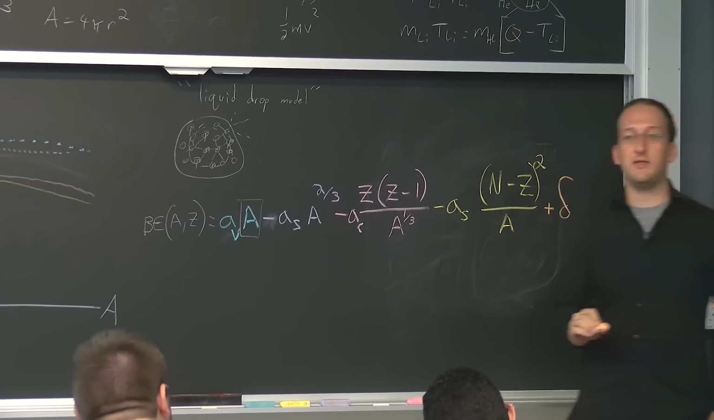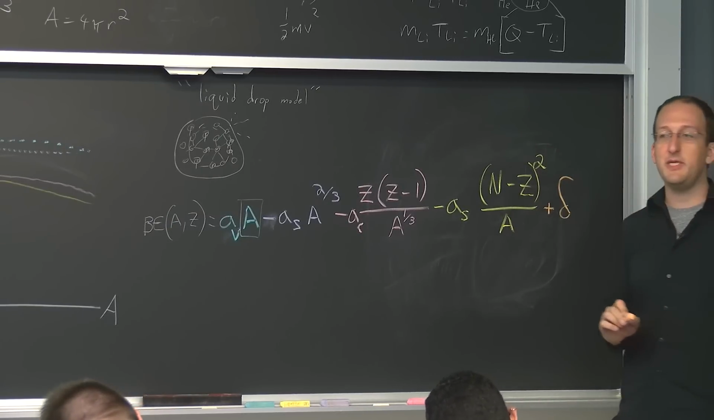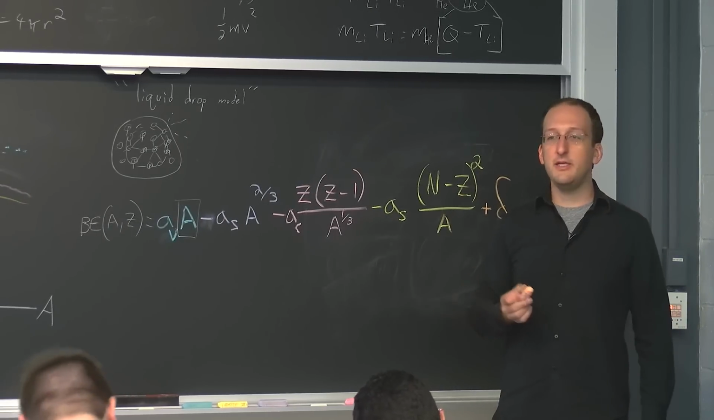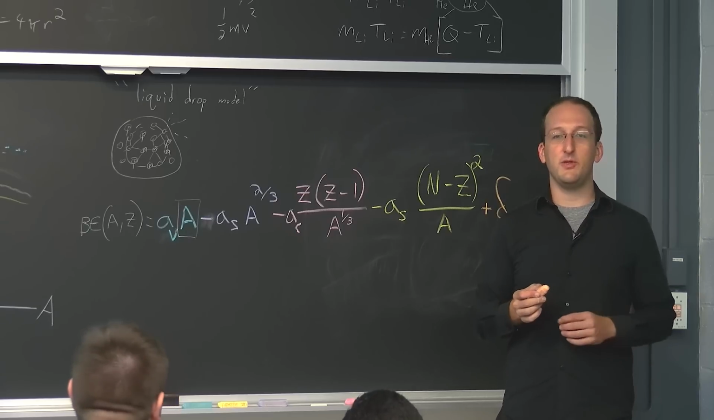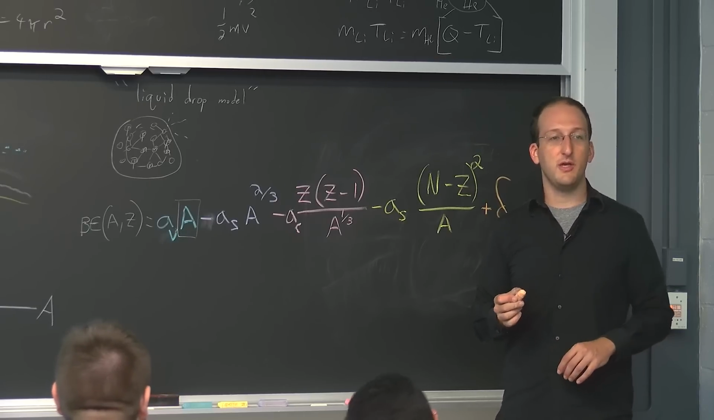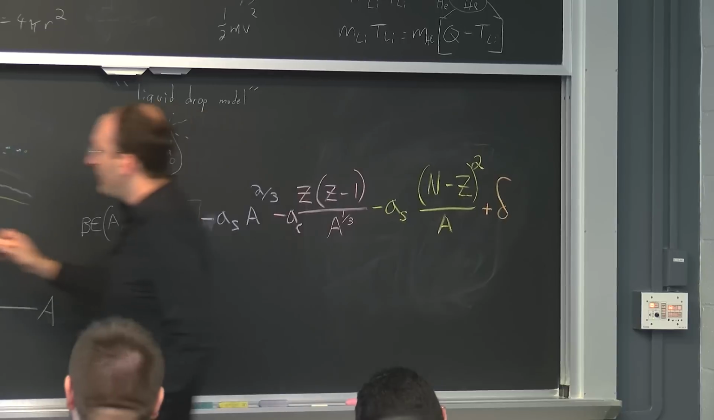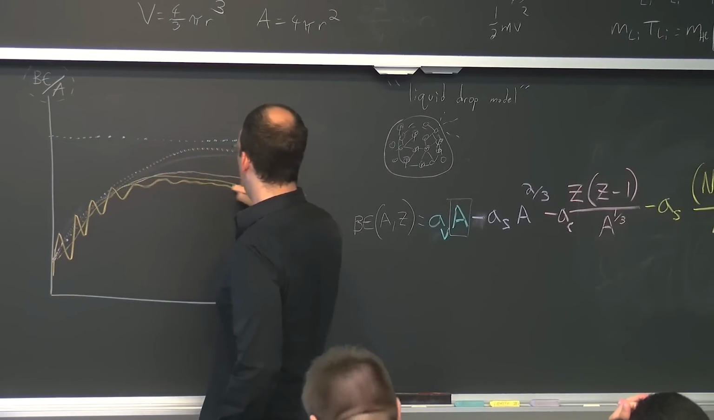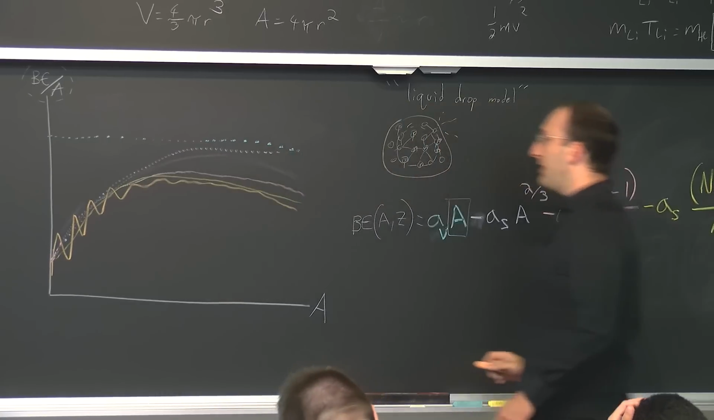This pairing term delta is not a smooth function. It's a piecewise function that depends on whether you have an odd or an even number of each type of nucleon, protons or neutrons. What this means is that it's going to add a little bit of jaggedness to the beginning of the curve and even out in the end.